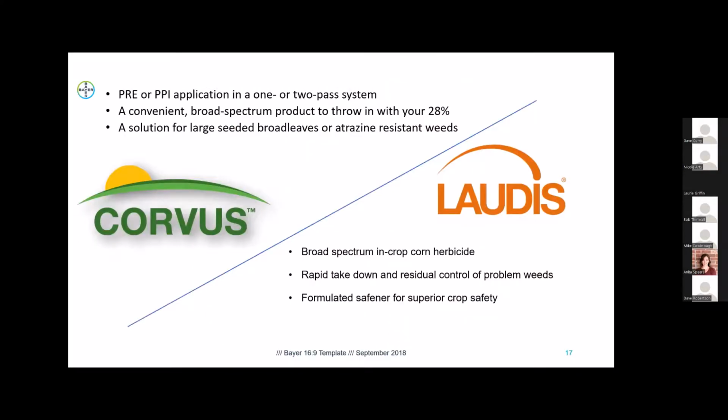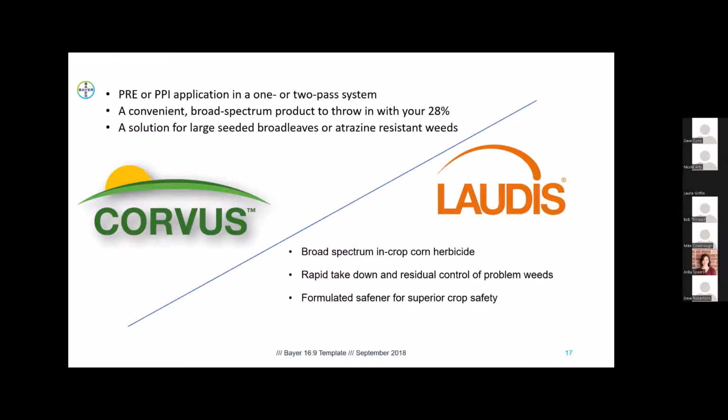So a quick summary on Corvus: a new product, pre-plant incorporated, 1-pass, 2-pass, convenient, and it can also be used with 28% as your carrier. I think it's a great solution for many farmers, as we are also very active on some glyphosate resistant weeds. So I think it's a good package to have a look at this spring.